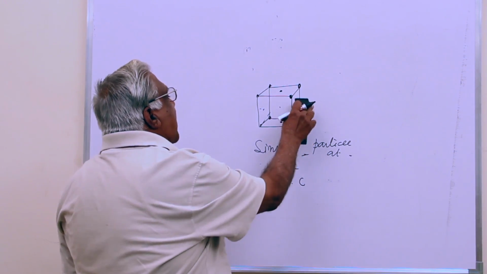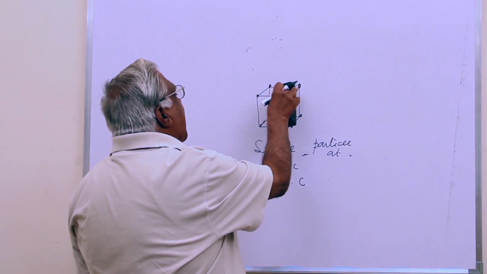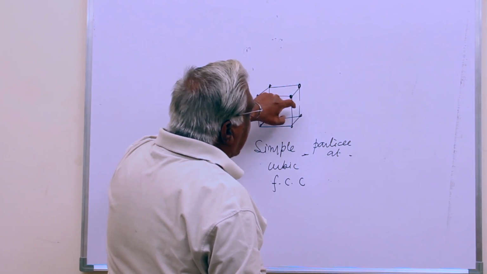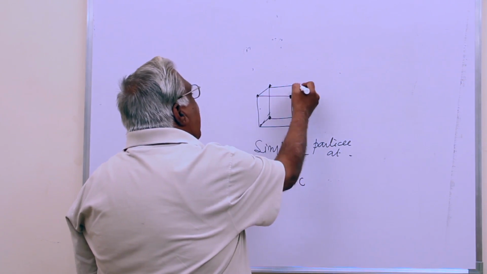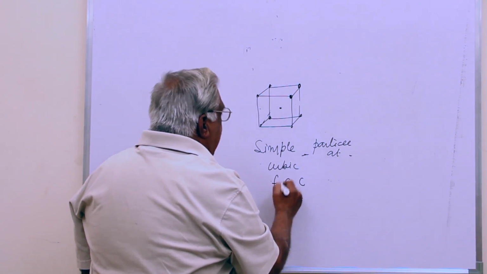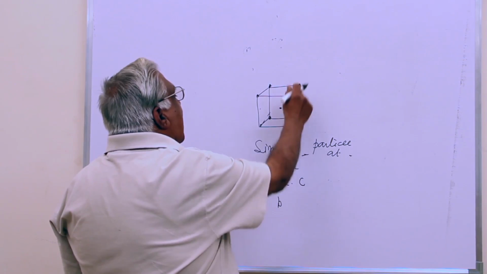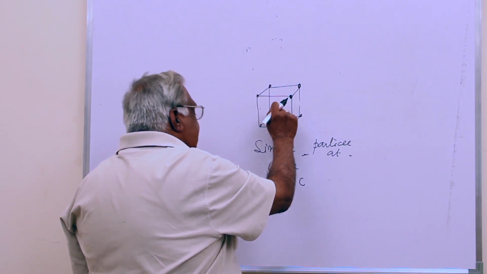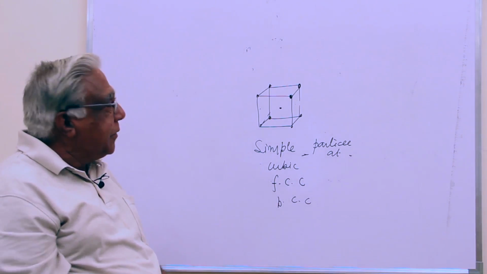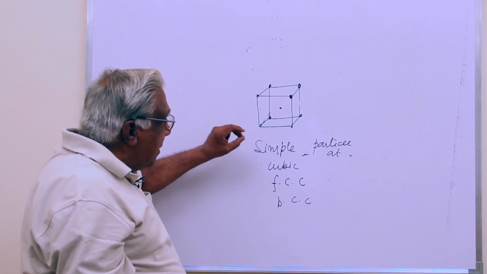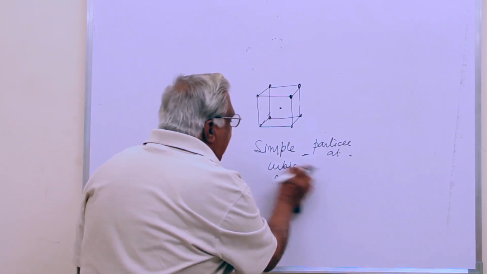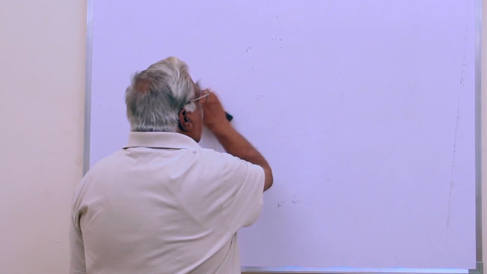So in a face-centered cubic cell, the constituent particles are present not only on the corners of the cube but also on the faces. And in between, if you connect them, there is the body of the cube. If the particles are present not only in the corners of the cube but also in the center of the cube, we call it a body-centered cubic unit cell. These three cells we call primitive unit cells: the simple cubic, face-centered cubic and body-centered cubic.